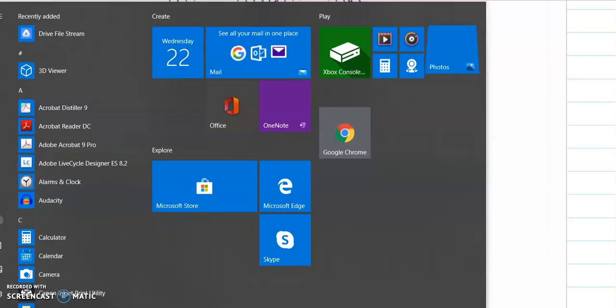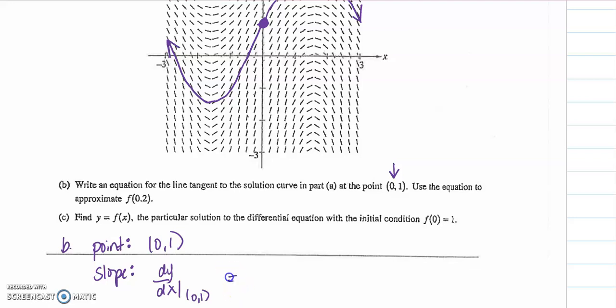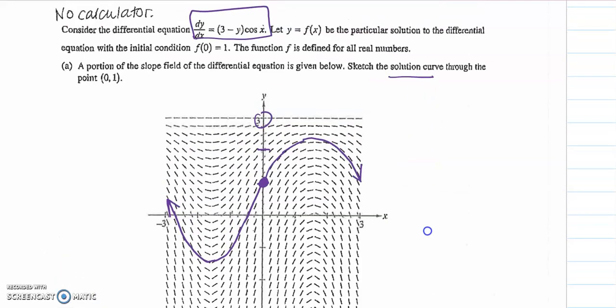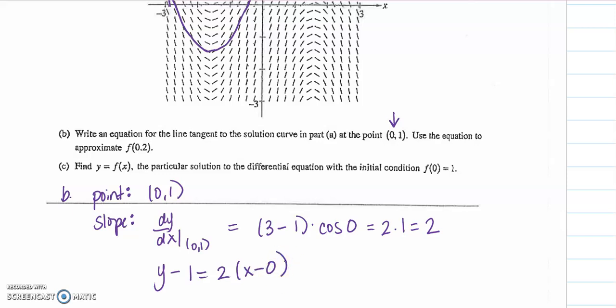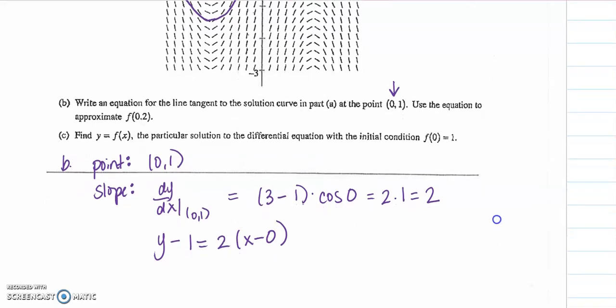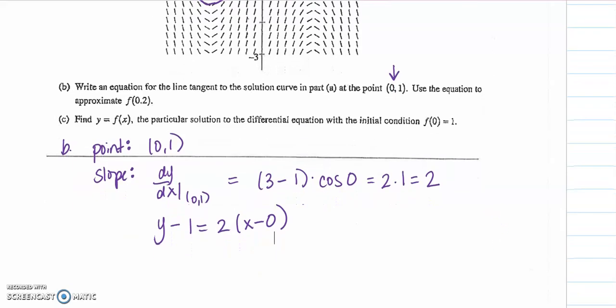So we're going to have to do some plugging in. dy/dx at the point (0, 1) is 3 minus 1 times the cosine of 0. So 2 times 1 is equal to 2. So y minus 1 equals 2 times (x minus 0) represents the equation of the tangent line. And now use the equation to approximate f(0.2). So I'm going to plug in 0.2.